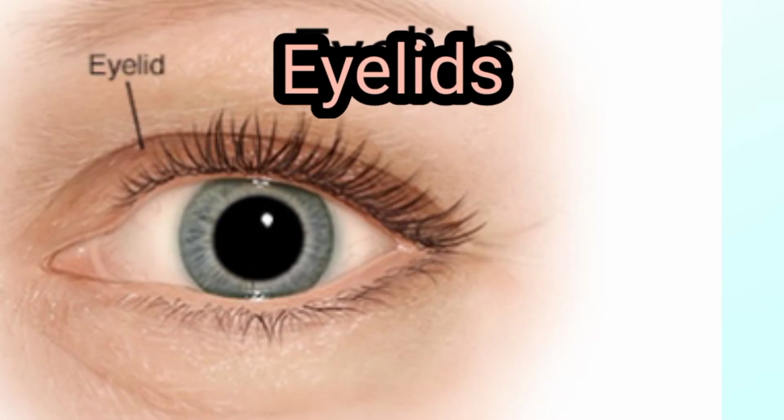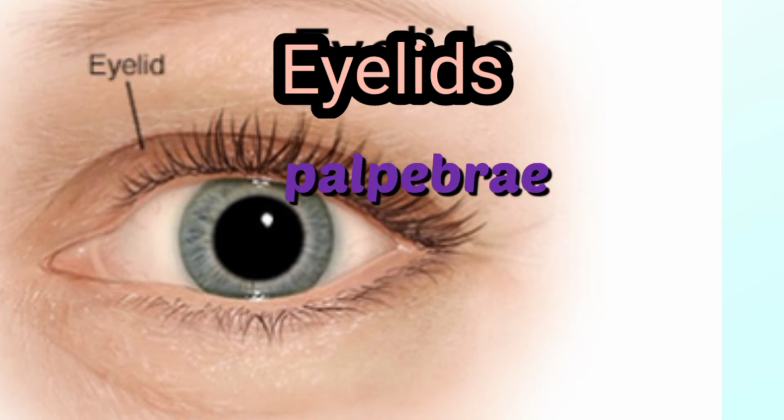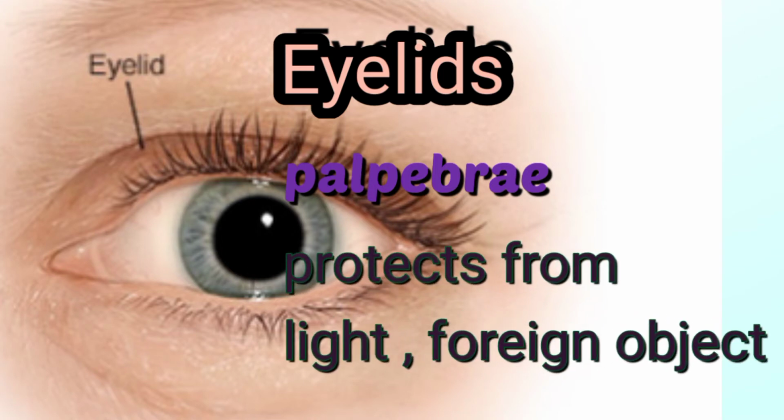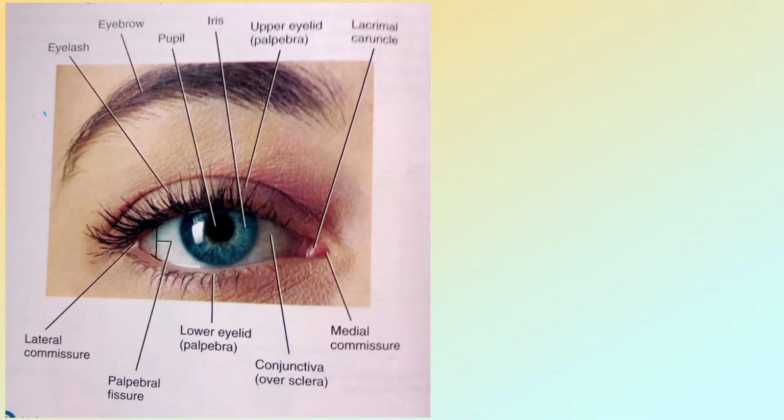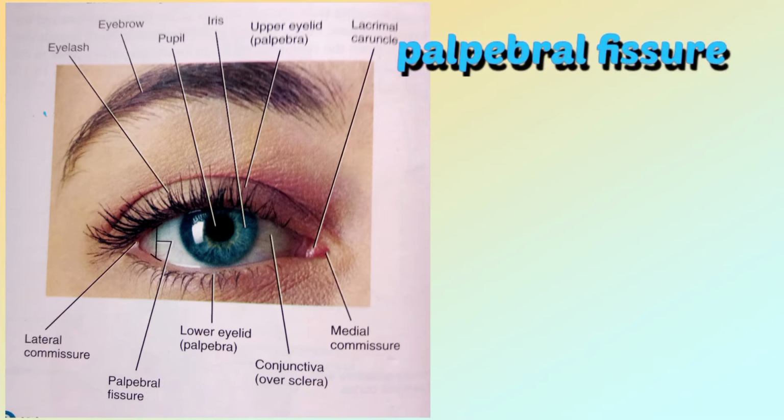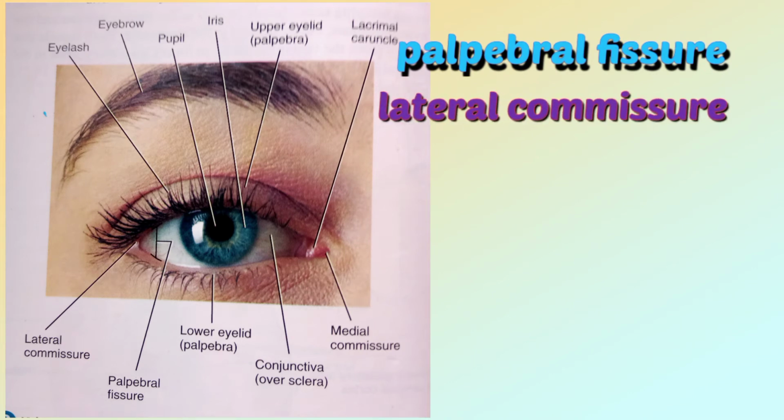The upper and lower eyelids, or the palpebrae, shade the eyes during sleep, protect the eyes from excessive light and foreign objects, and spread lubricating secretions over the eyeballs. The space between the upper and lower eyelid that exposes the eyeball is the palpebral fissure. Its angles are known as the lateral commissure, which is narrower and closer to the temporal bone, and the medial commissure, which is broader and nearer to the nasal bone.